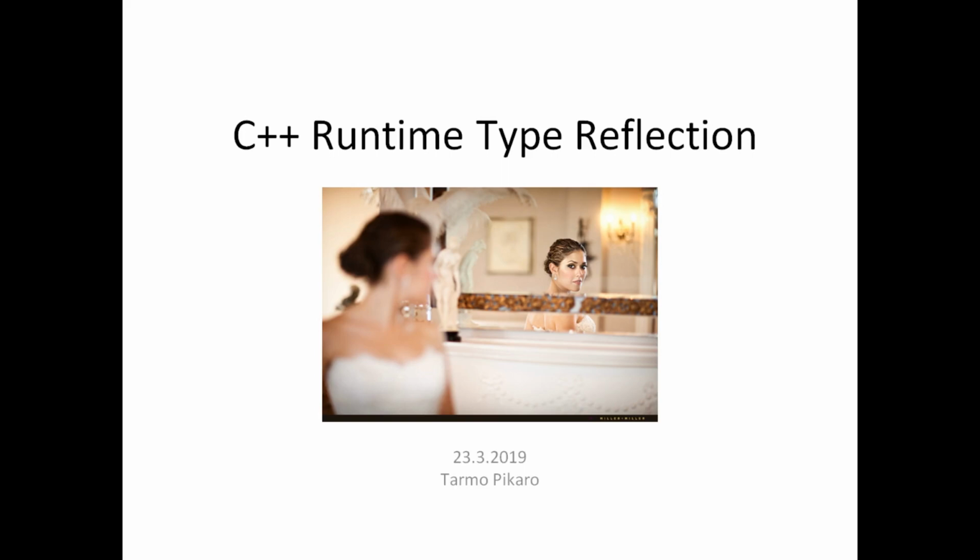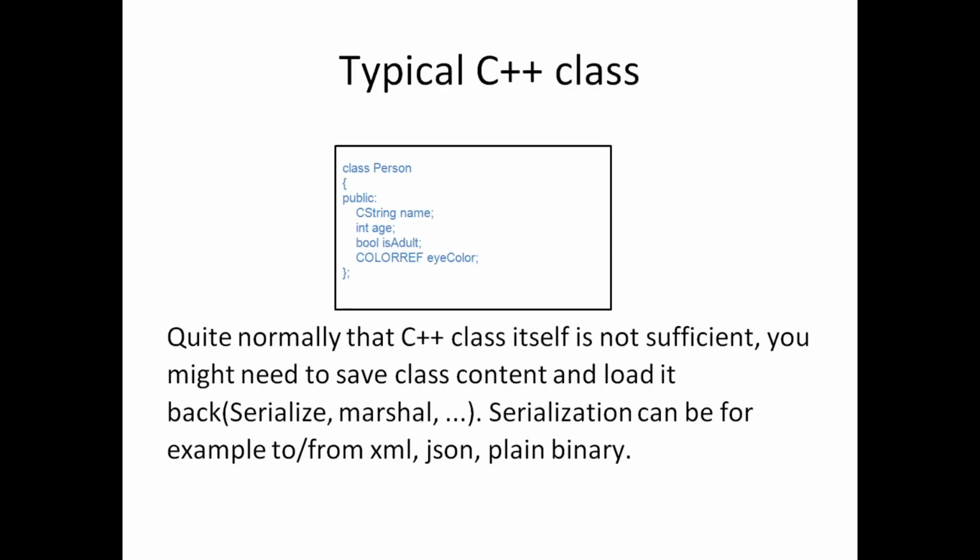Hello, today I'm going to show you how to implement C++ runtime reflection. Sometimes you have fields in your class, for example string, int, boolean, and something else, and you might need to serialize them, for example to save to some XML file or something else, and restore them back.